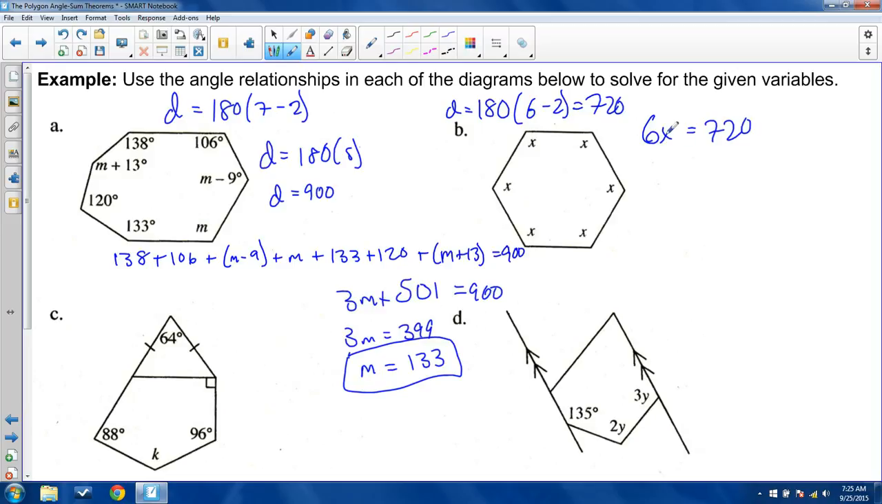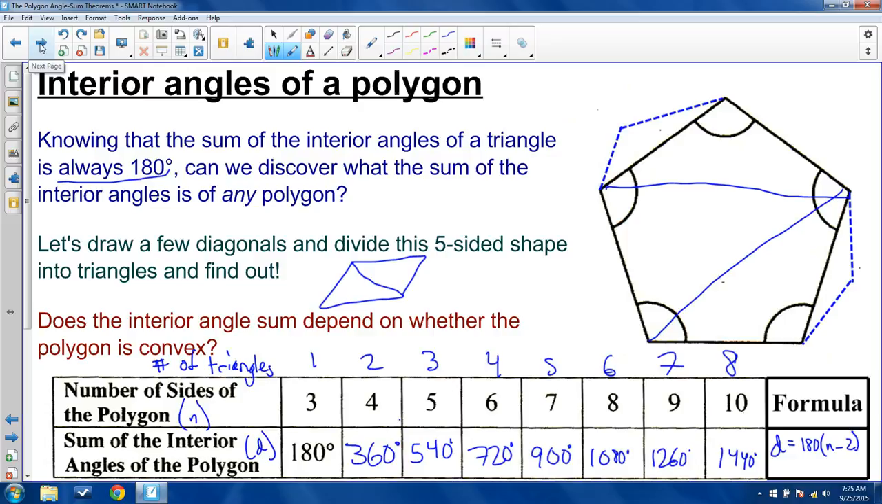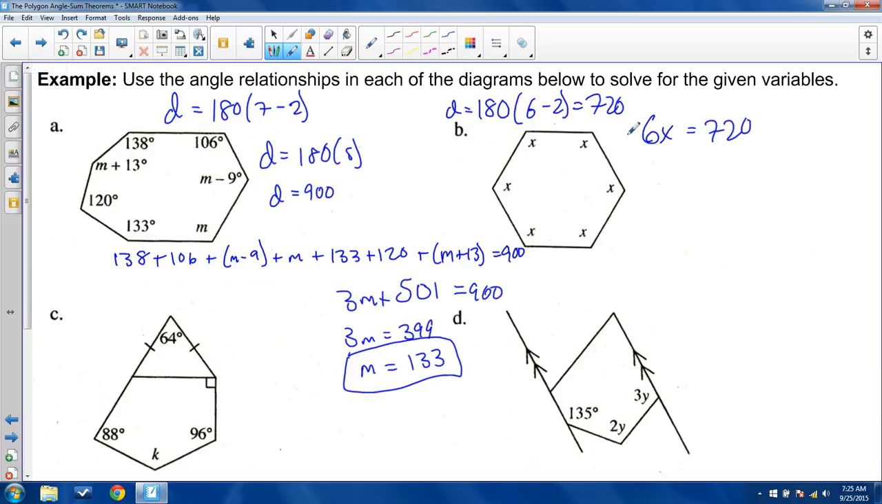Like I said, you might be able to refer to your own table if you write this down or have some mental note. You might remember it over time. I can't say that I remember all of them over time, but if you can add by 180 quickly enough, I think you'll be good. Divide by 6, that's x equals 120. So every one of these is 120 degrees.